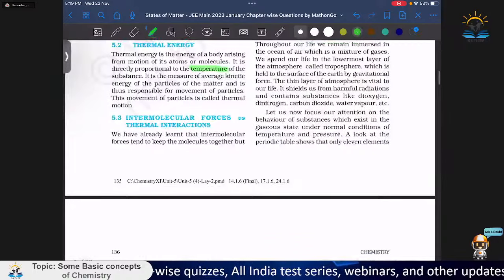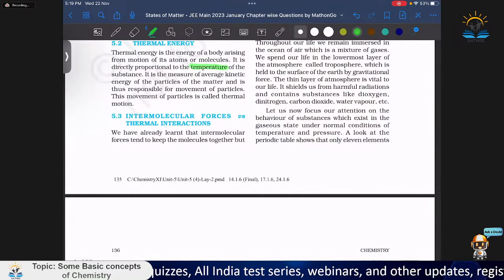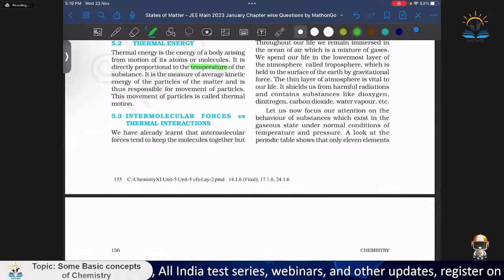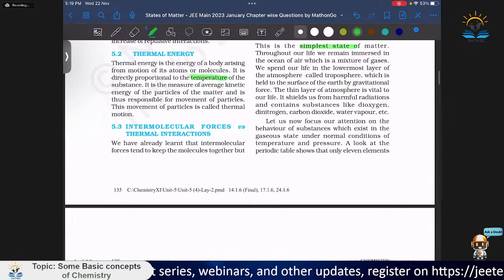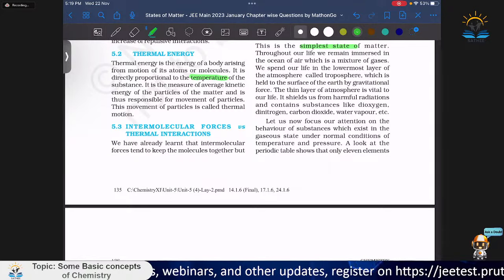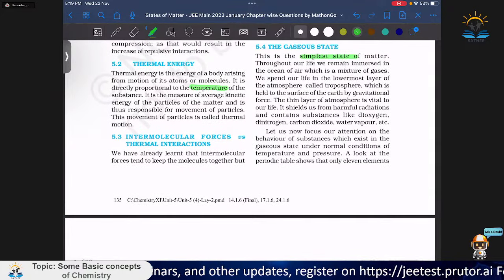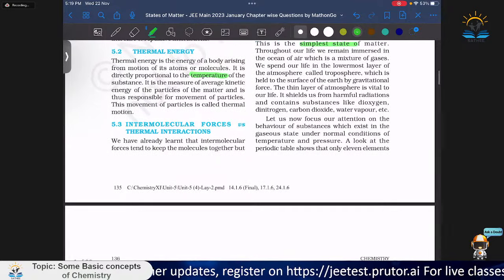Now, the best example of the gaseous state is the thin layer of air around the earth, which is not that thin. It is really thick for us, sufficient for us to survive. And it is a mixture. We learned in the first chapter, it is a homogeneous mixture of different gases.